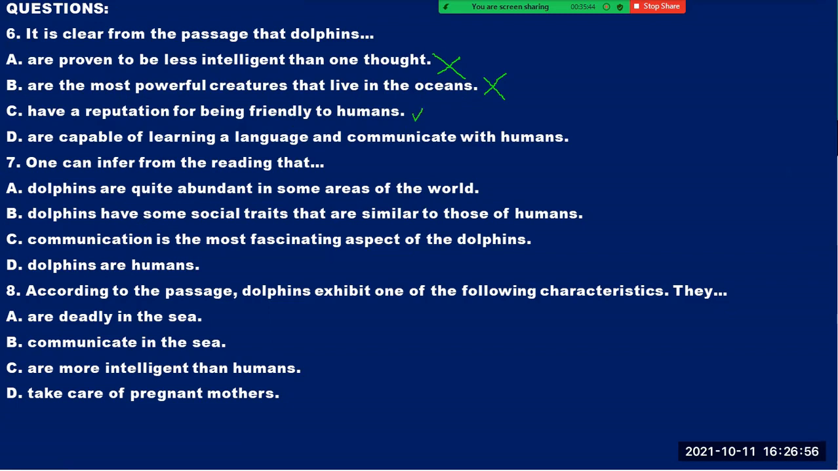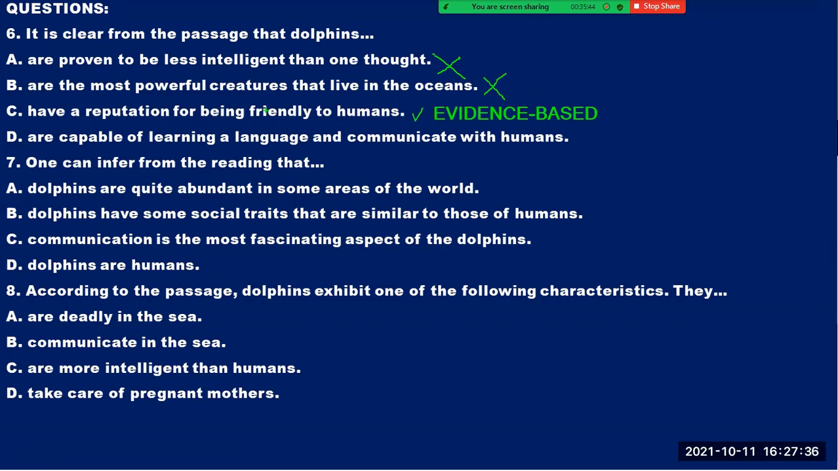C, have a reputation for being friendly with humans. Well, we give this half mark until we confirm from the passage. Again, you need to understand why we cannot beat our chest immediately. The reason is clear. Don't forget, I said that the answer must be what? Evidence-based. So we can remember from what we read in the passage something about dolphins being helpful to sailors. Sailors are human beings.